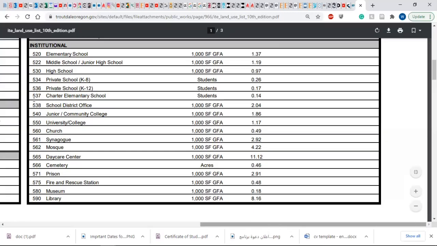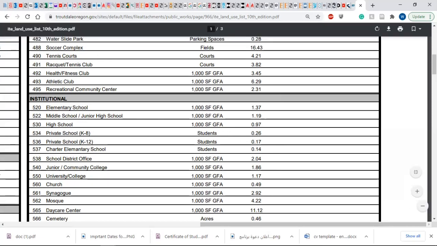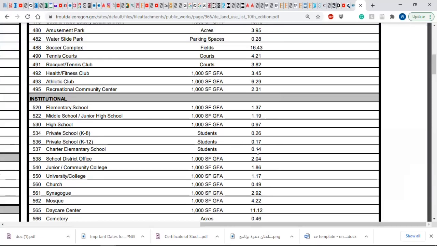Here, for example, for institutional, elementary school, there's a number of trip generation. Private schools, and it's based on students. Some of you might wonder, Dr. Weil, for private school K to 12 we have 0.17. Can someone answer this question? Why don't we calculate it based on the number of students, for example?